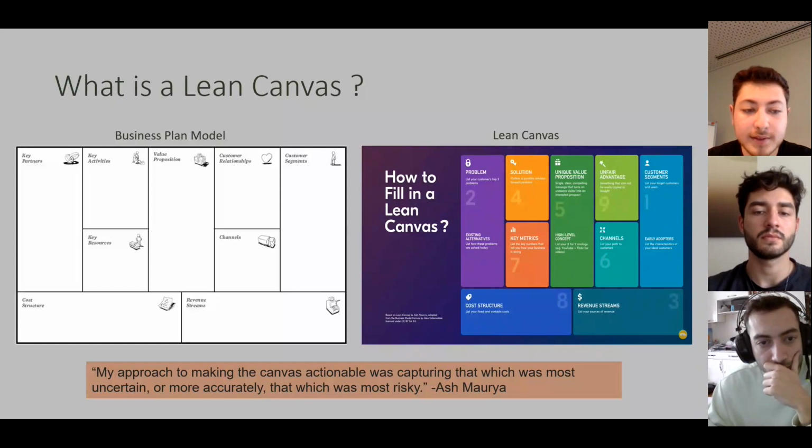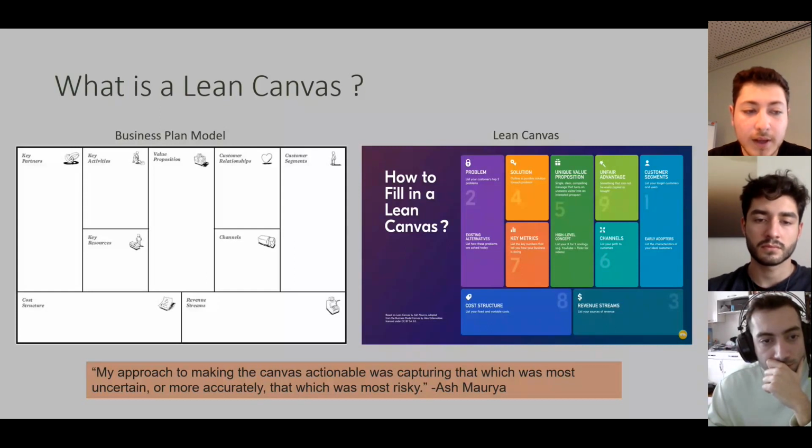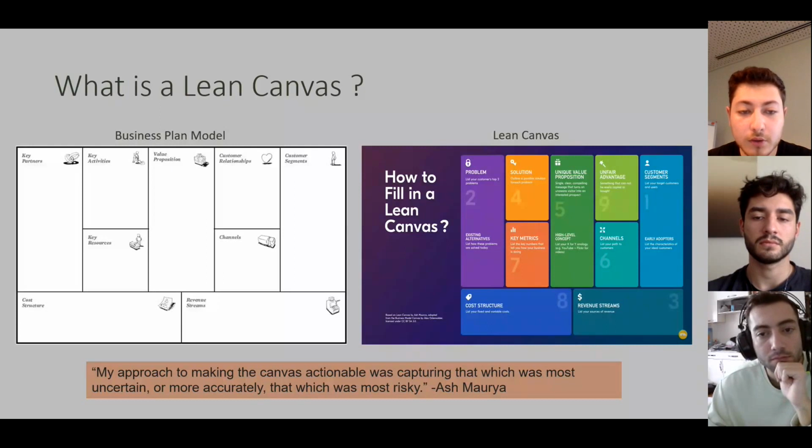Seventh box is key metrics. Most businesses need some key metrics to monitor their performance. You should also make a list of key metrics that you see as success for your business. Eighth box is cost structure. You can write down all the operational costs that will arise during and after the implementation of your venture here. Ninth and last box is unfair advantage.